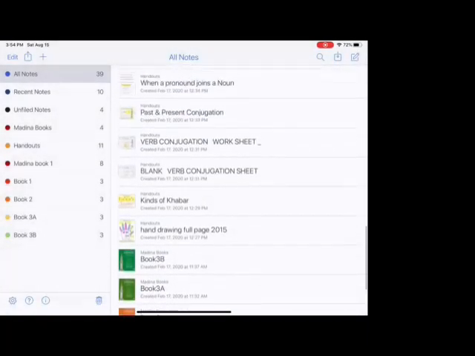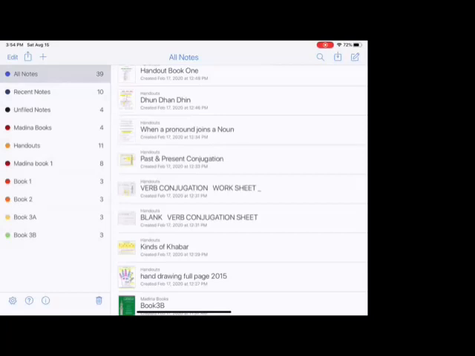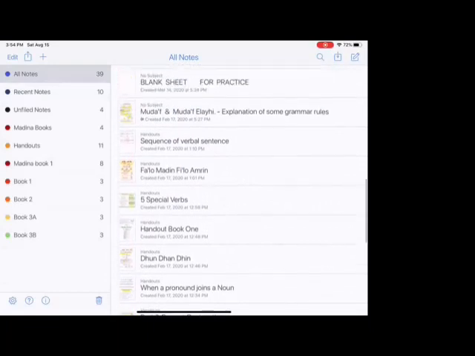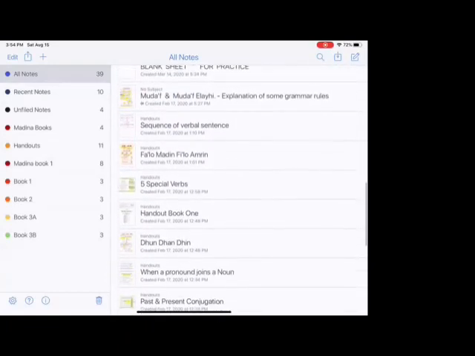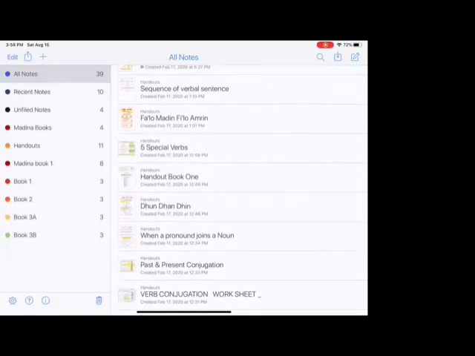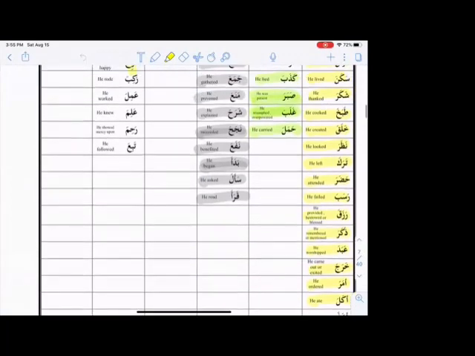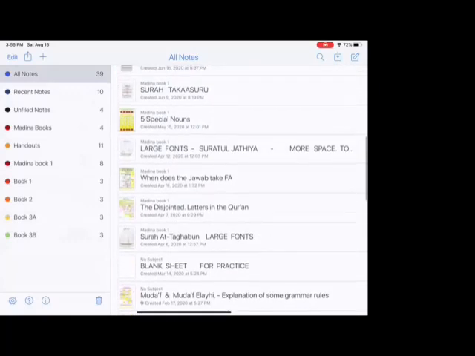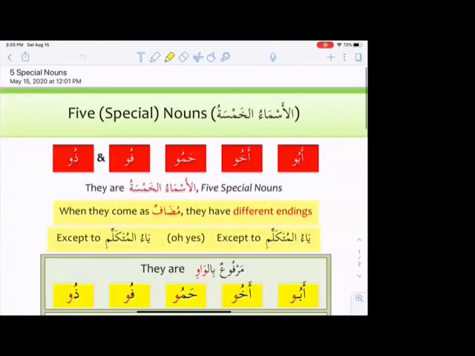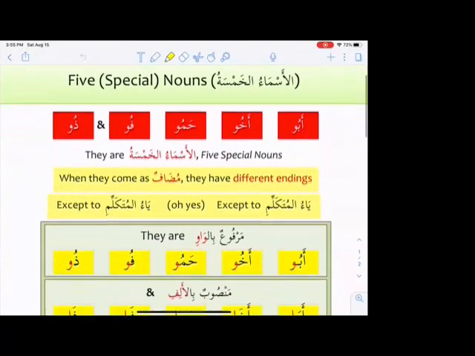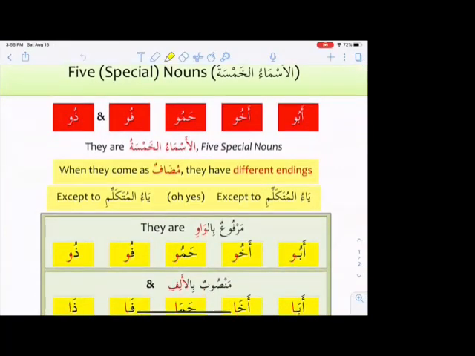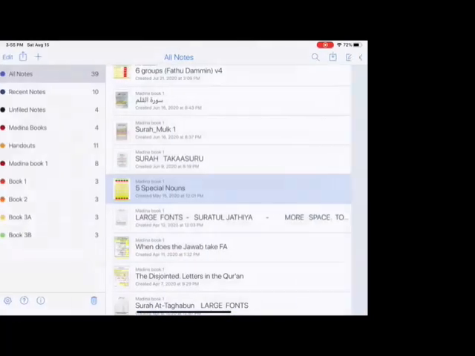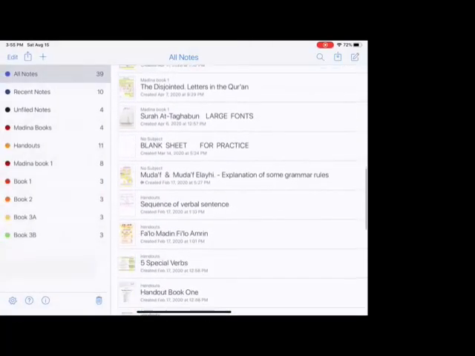Let's go to our conjugation, inshallah. Let's go to the handout. Oh, yes, I think I forgot about this. Okay, here is the 5 special noun handout. If you don't have it, please write me a line and I'll send it to you, inshallah. This is there. And where is the other handout I'm looking for?